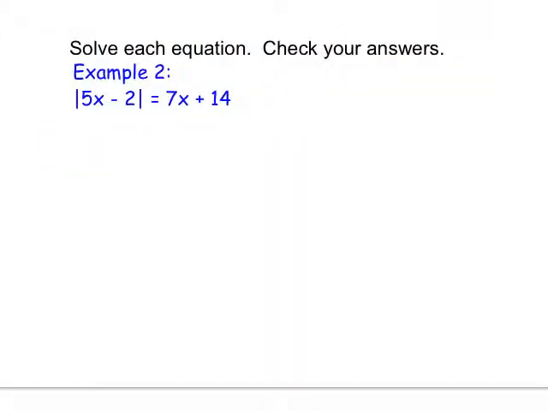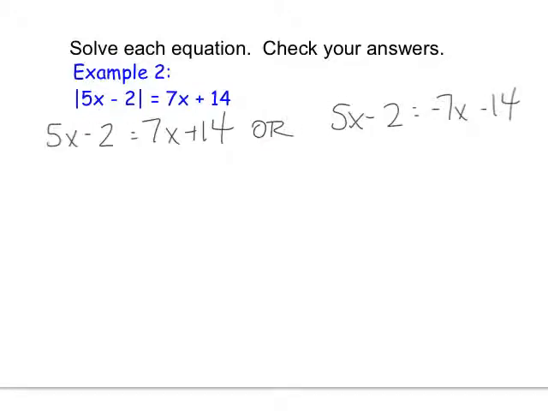Example 2 already has absolute value isolated. So we're ready to set up 2 problems. Notice that in the first problem, I just dropped the absolute value bars and wrote everything down the same. And in the second problem, I changed the signs of the 2 terms that come after the equal sign. In step 3, we're going to go ahead and solve each equation, and I will do that now.